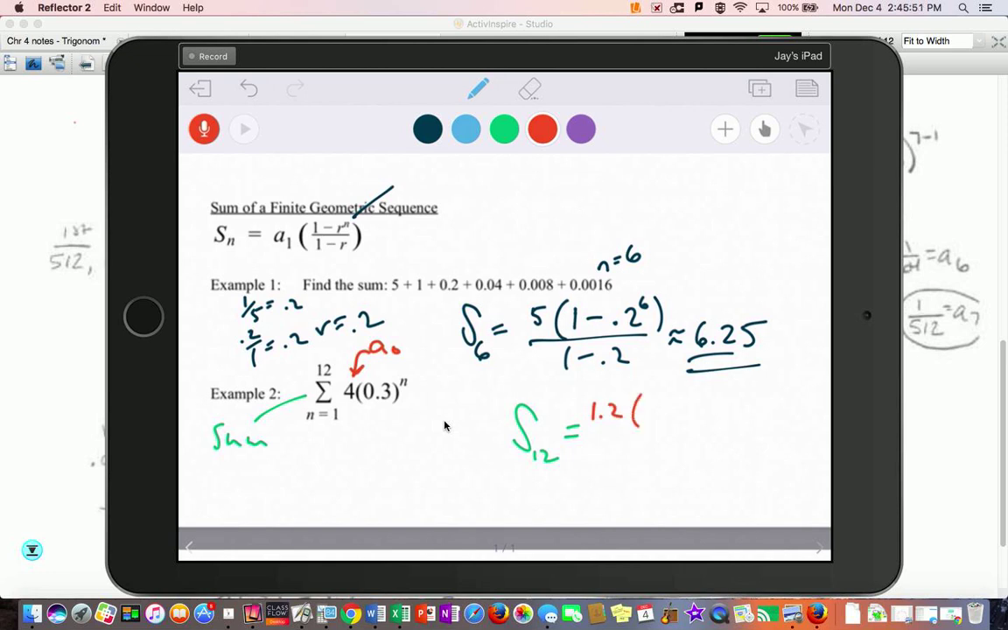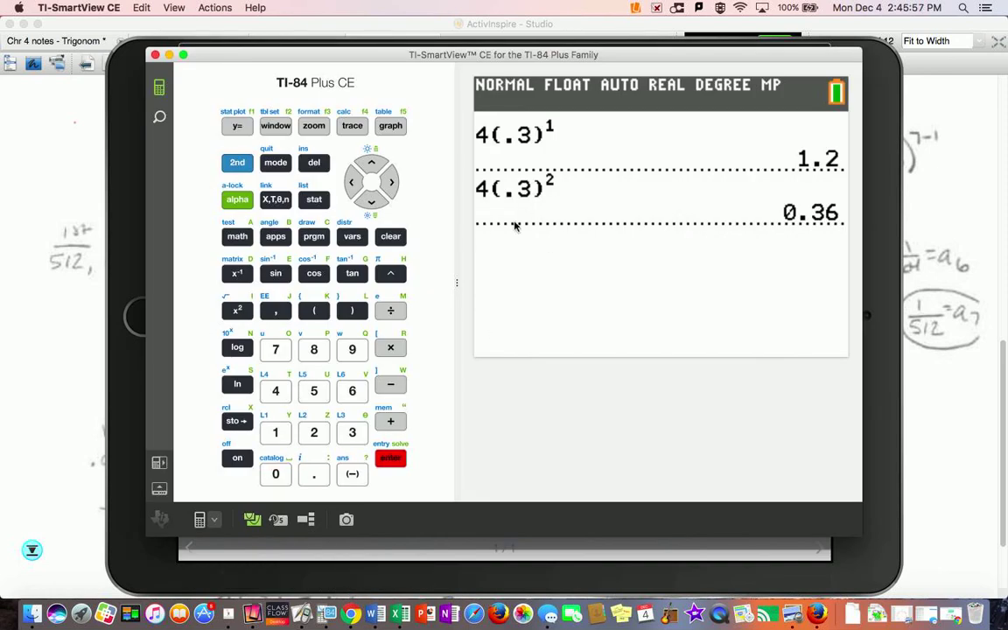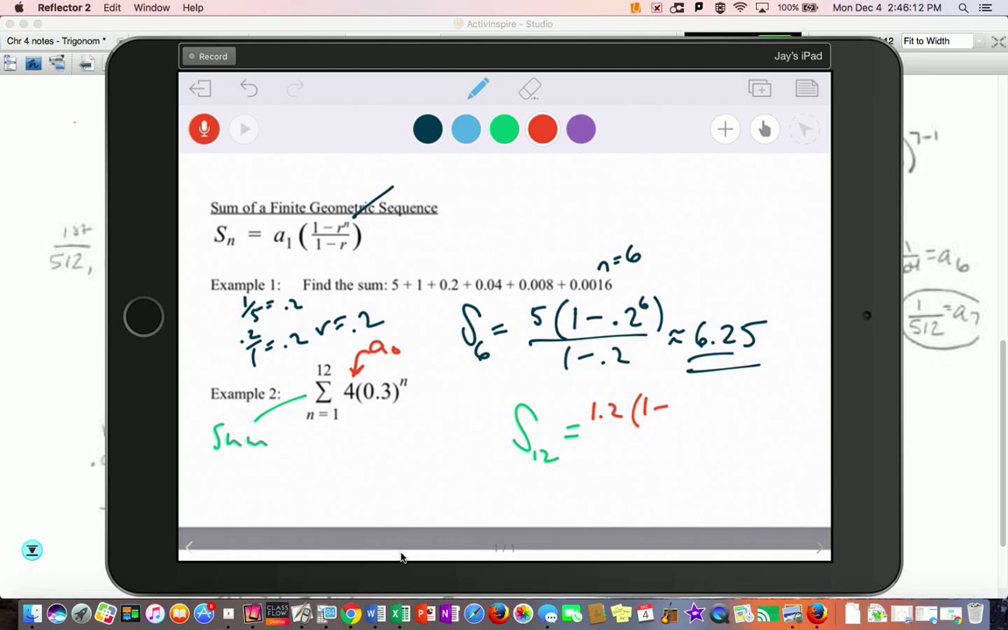And then what I'm finding out when you do this on the calculator is that this 0.3 is actually your R number. So what's 0.36 divided by 1.2? 0.3. So you can do 1 minus 0.3 to the 12th power all over 1 minus 0.3. So again, on the bottom that's 0.7.